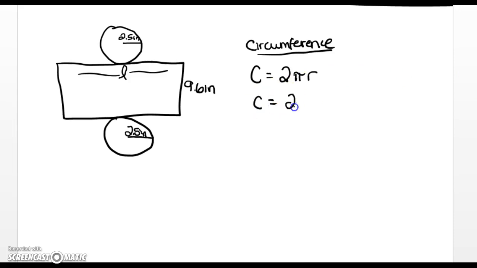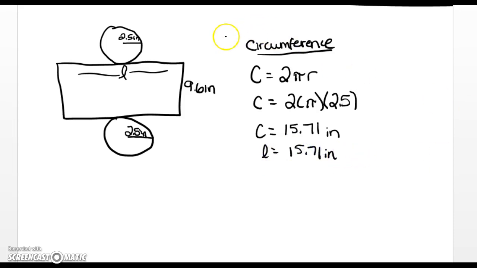So fill in your information. You have 2 times pi times your radius, which is 2.5. If you put this into your calculator, go 2 times pi, make sure you use the actual pi button, not your rounded 3.14, and then multiply that with 2.5, and we would find that our circumference is 15.71 inches. So this length here is 15.71 inches. That was our first step to finding the surface area of our second can. And now what we can do is find the area of each of those shapes.